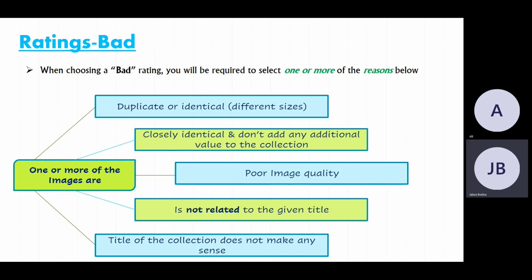If you find that an image is of poor quality, then you have to mark it as bad. If you find that the title and the set of images are not related to each other, then you have to mark it as bad. If you find that the collection of images doesn't make any sense for the given title, then also you have to mark it as bad.